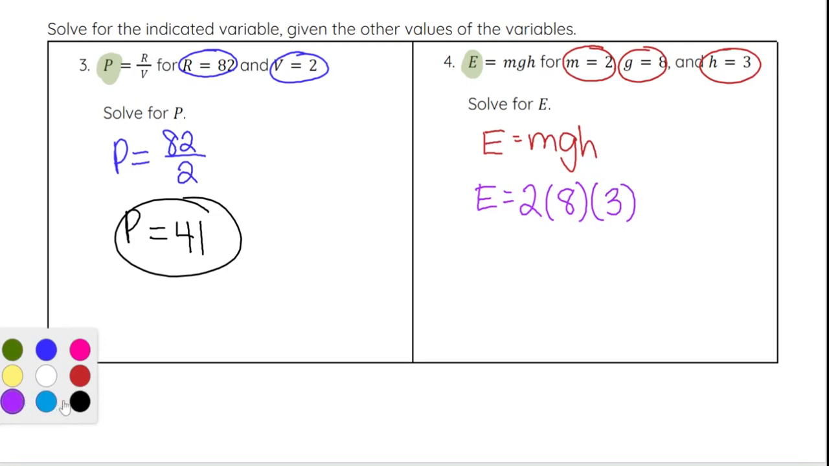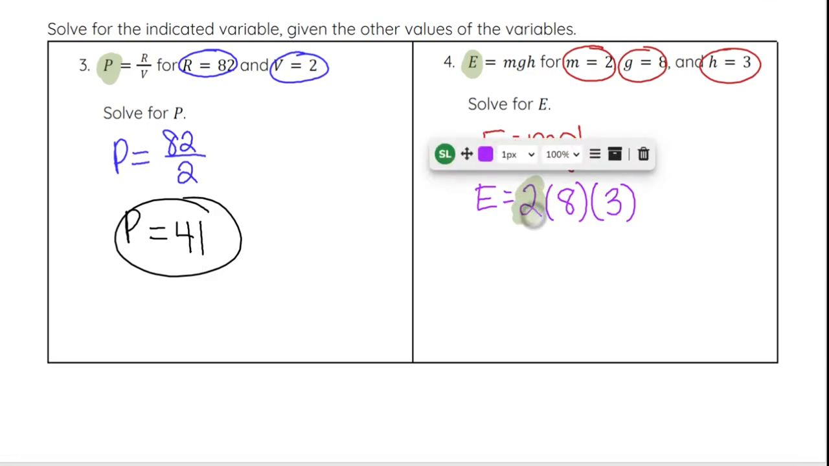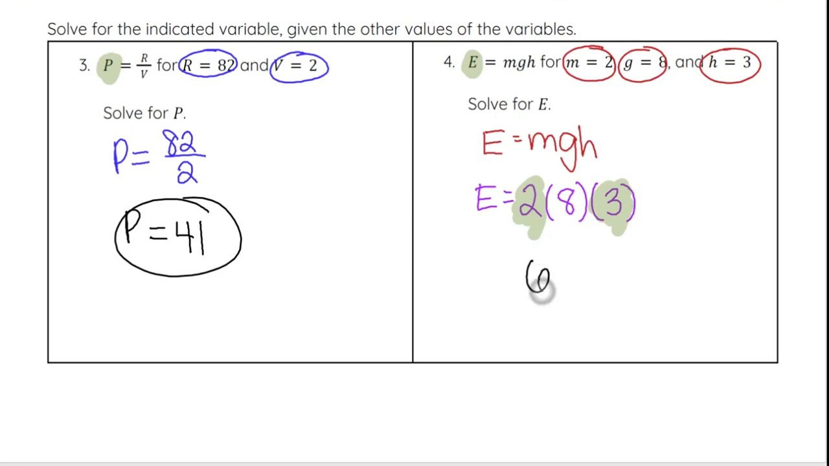Now you can multiply these together in any order because it's all multiplication. Personally, I would probably do the smaller two, 2 times 3 multiplied together. Those two give me 6. And then I still have times 8. And 6 times 8 gives us 48. So we get E equals 48.